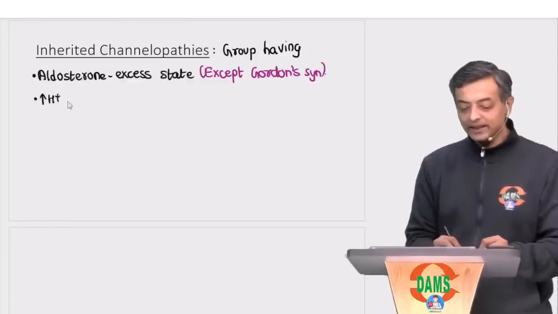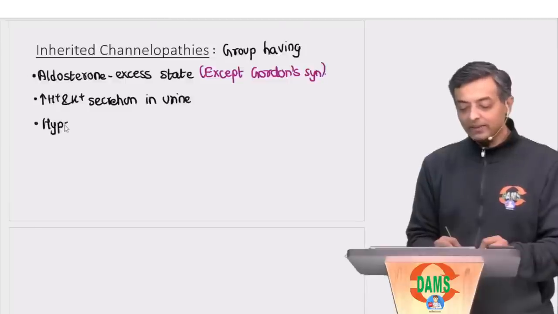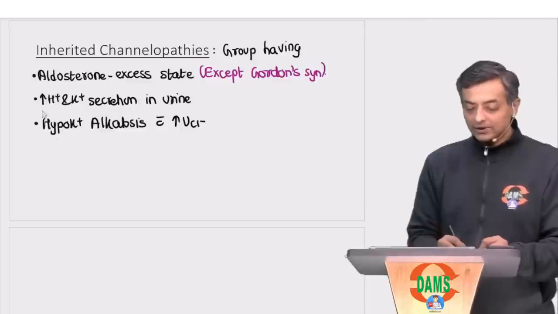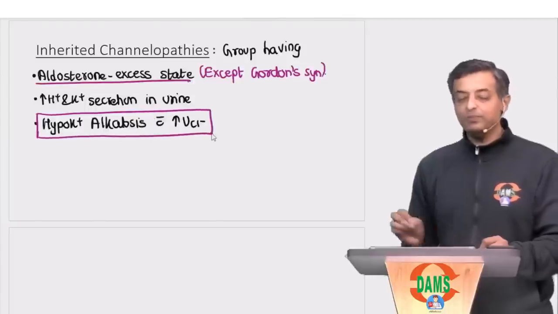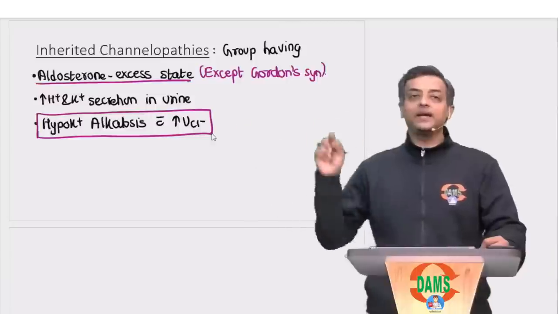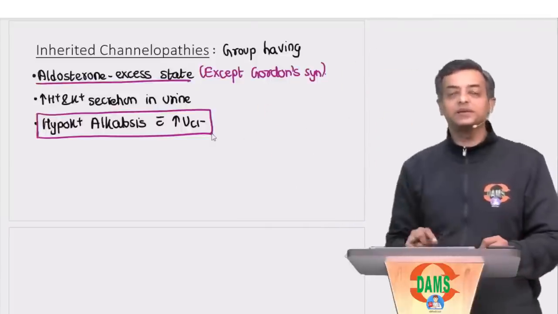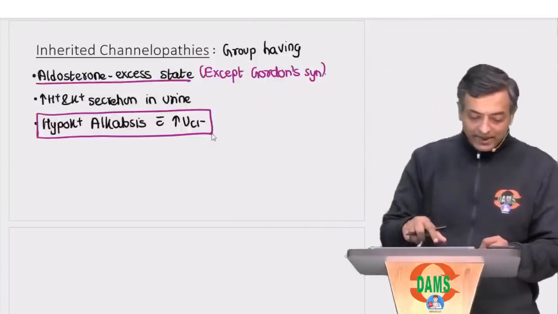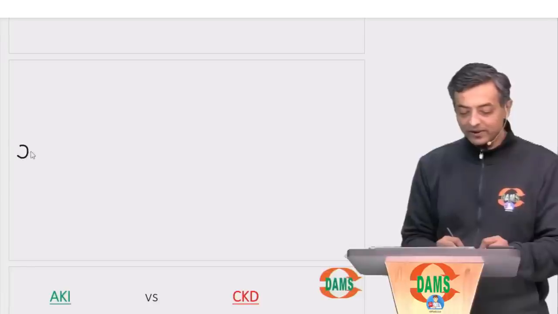Aldosterone excess causes increased H+ and K+ secretion into the urine, and this causes the patient to develop hypokalemic metabolic alkalosis, which is associated with elevated urine chloride level. So aldosterone excess is diagnosed on ABG when the patient has hypokalemic alkalosis with increased urine chloride level. So all channelopathies are the same except for Gordon syndrome. Let's understand that topic again. Just like we did for renal tubular acidosis, let us make a flowchart illustration for channelopathy.